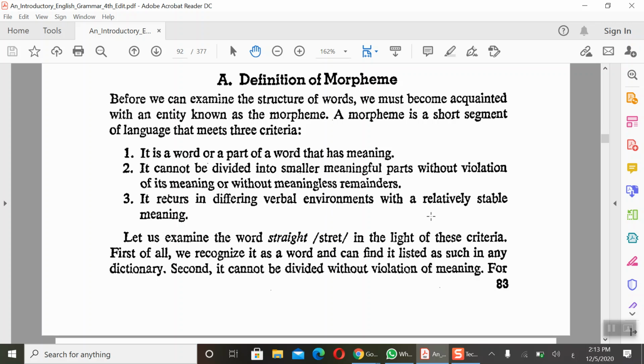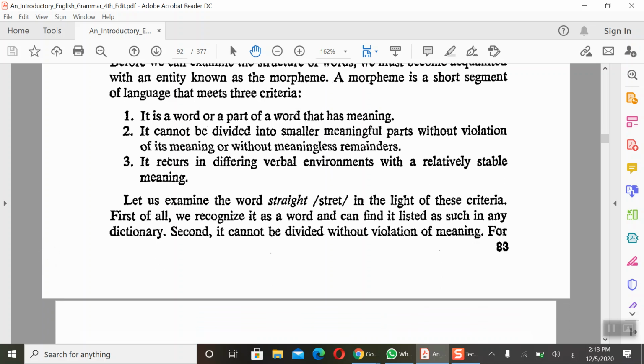And we will see this. Here we have an example, and we will apply these 3 criteria to this word. As I told you, in this chapter we are dealing with the word. We are dealing with morphology, the study of the word, the structure and function of a word. What is the structure and function of a word?